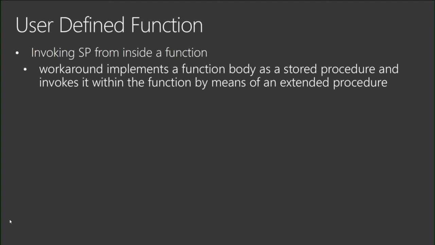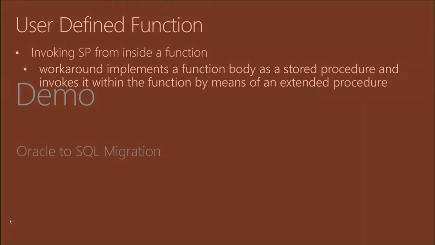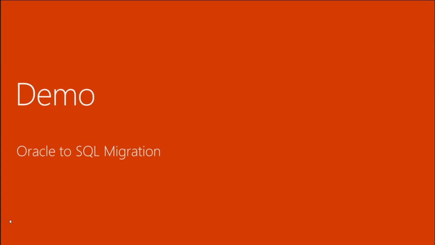So if you have a function in Oracle which is calling a stored procedure, and you try to migrate that from Oracle to SQL, how will SSMA treat it? Again, less manual intervention is required. You just need to be aware that the body of the function is going to be created as a stored procedure, and you will have another function created which is going to call that stored procedure using an extended stored procedure which is part of the SSMA package. I will quickly show you an example of that.